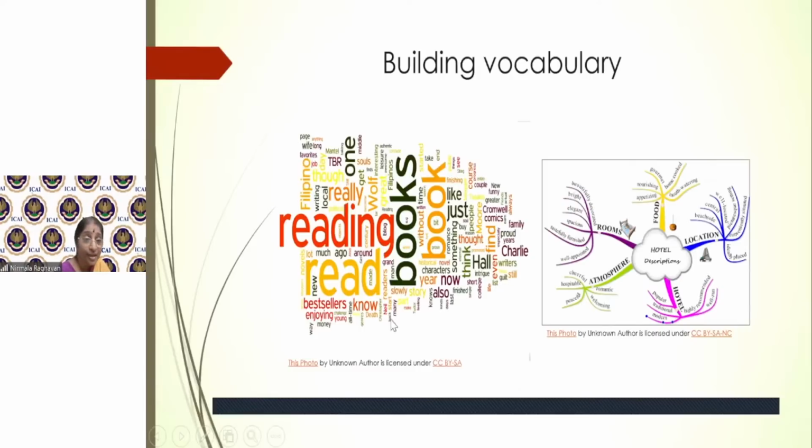Actually, this is not the end all. You still have some more very good ones. And look at this. Hotel descriptions. Rooms, atmosphere, food, location, hotel. So these are called word families. One word can generate so many other words. A way to build new vocabulary.